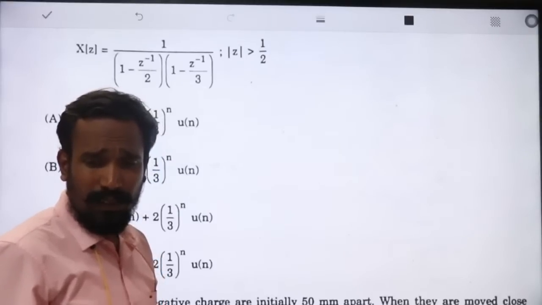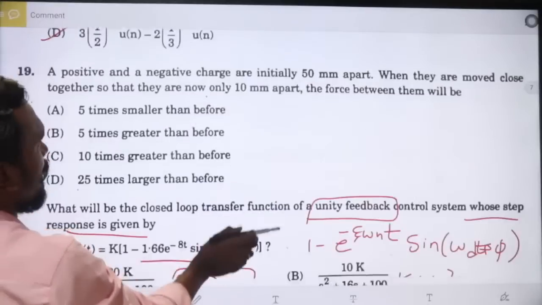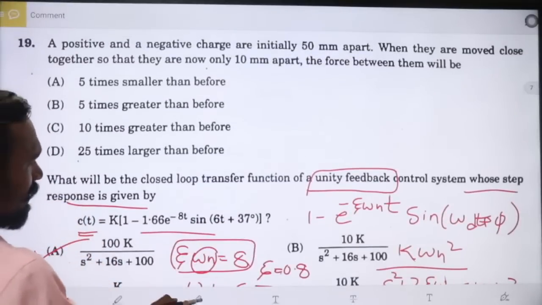Yes. Okay, I will give you, sir. I will give you everything about the cutoff like that. We can discuss. And let's see this question, sir.